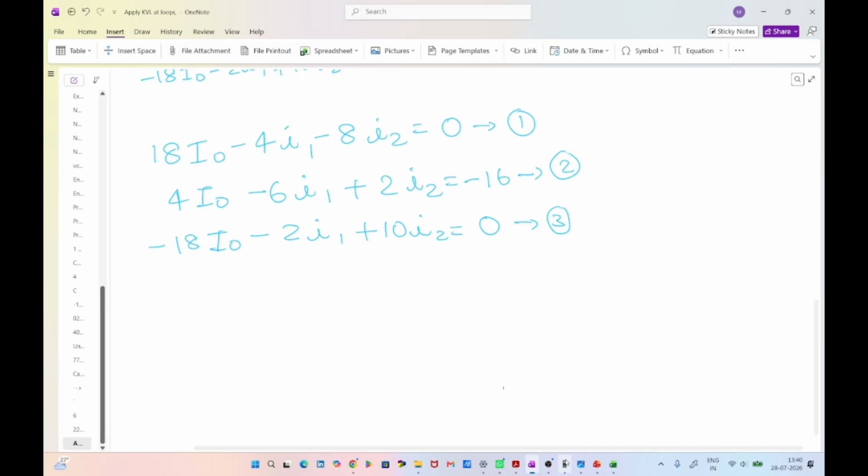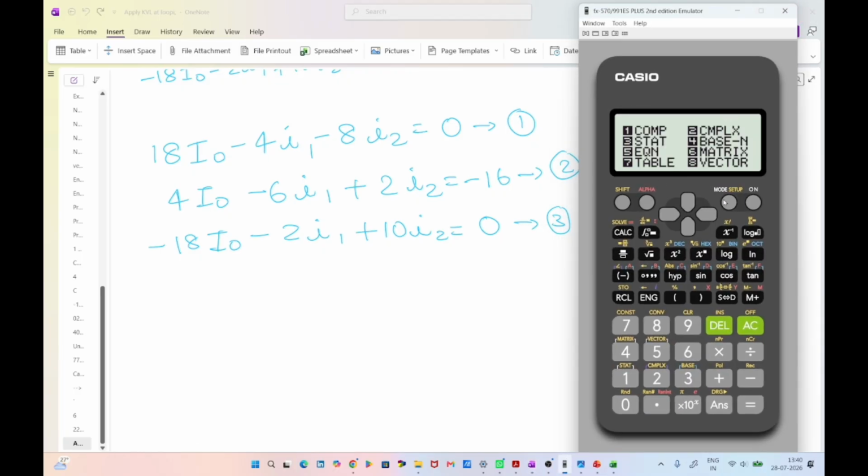Open the calculator. Click on more setup. Click on equation. It is in the form of AnX plus BnY plus CnZ is equal to Dn. So 18, minus 4, minus 8 and then 0. Here 4, minus 6, 2, minus 16. And then minus 18, minus 2, 10, and 0.